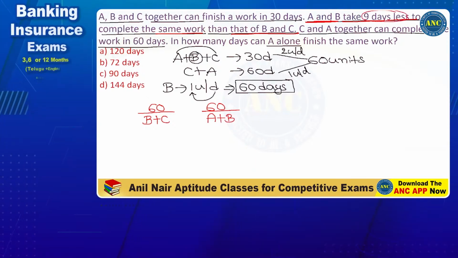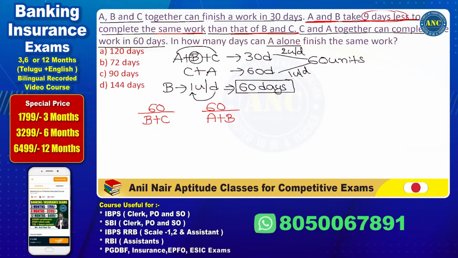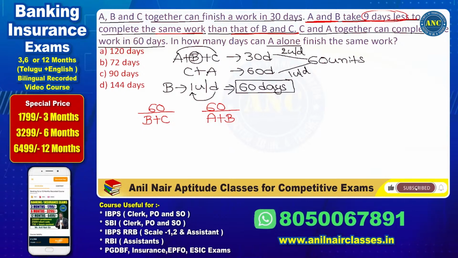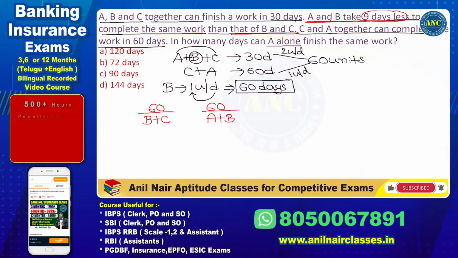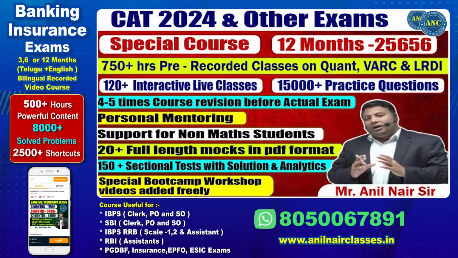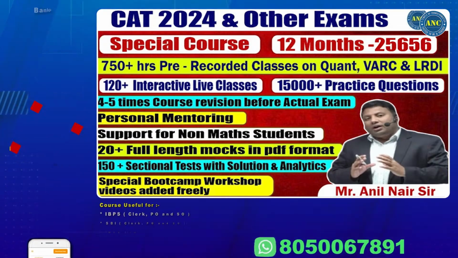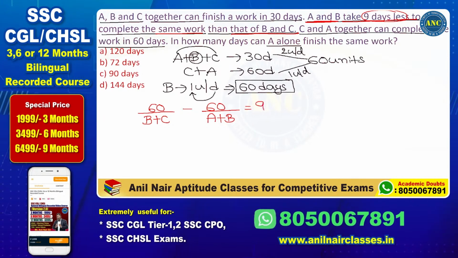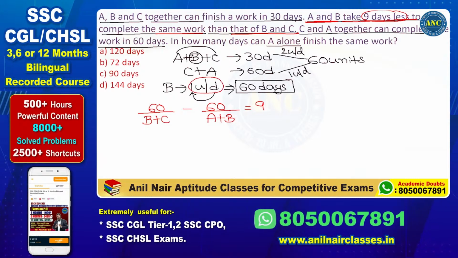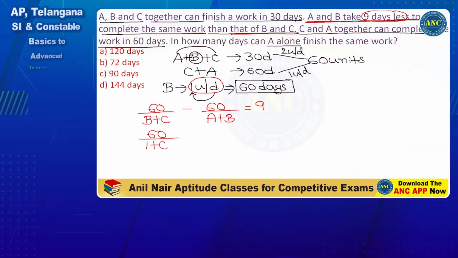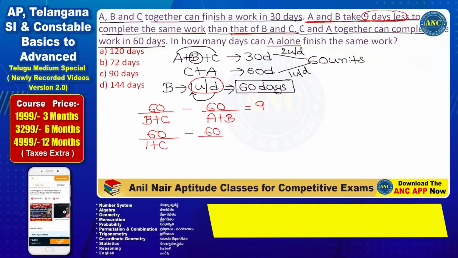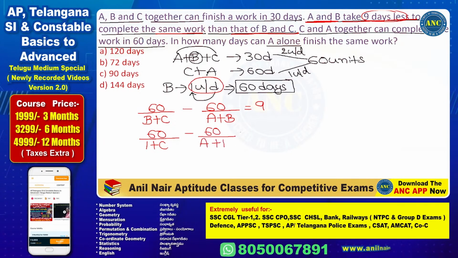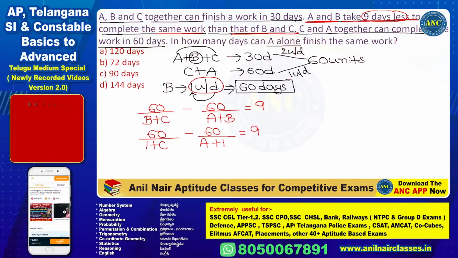So basically it says I got 9 marks lesser than you. That is nothing but the marks difference between you and me is how much? It is 9 marks. So here also the days difference is 9 days. But we know that B's capacity is 1 unit per day. So just substitute. So it will be 60 divided by (1 plus C) minus 60 divided by (A plus 1), that is equal to 9. Right? That is equal to 9.